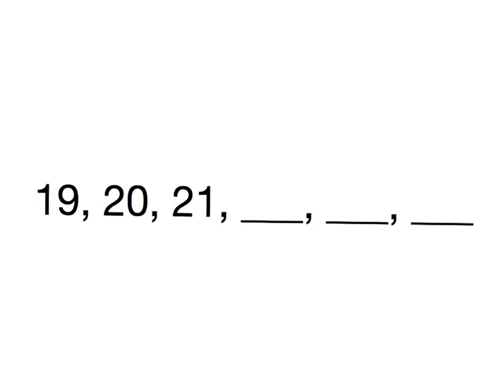All right, so all we have to do is say these three numbers and then figure out what comes next when we count by 1. So let's do that. Ready? 19, 20, 21. Think. What number comes next? Right, 22. So I'm going to write 22. All right, so if this is 22, what would come after that?